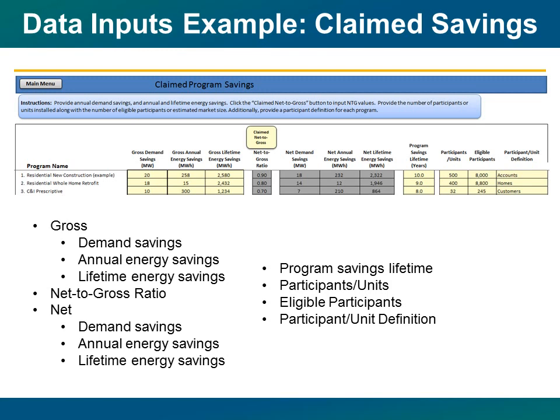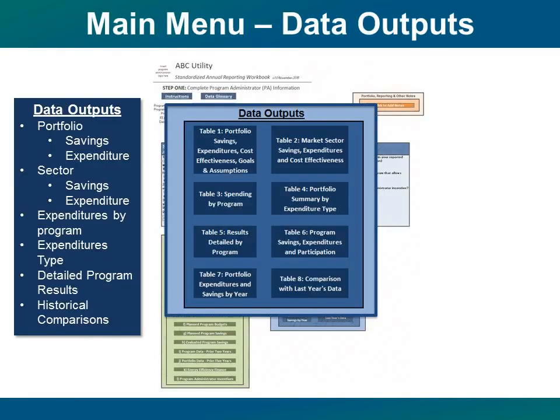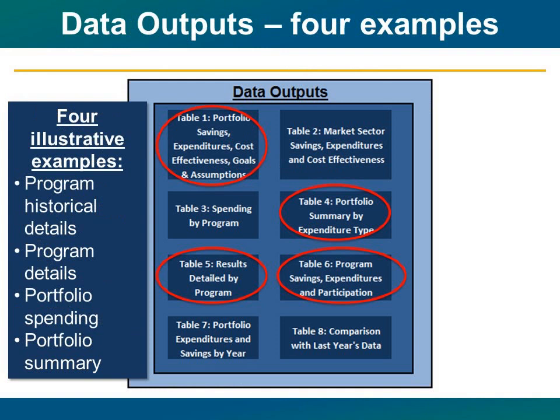So now, having looked at a few of the data inputs, that brings us to looking at the data outputs. And the outputs are a series of tables and charts that use that input data. The data is then summarized at the portfolio level, at the sector level, or at the program level. And we'll go through 4 illustrative examples: basically the program historical level, the program details, the portfolio spending, and the portfolio summary.